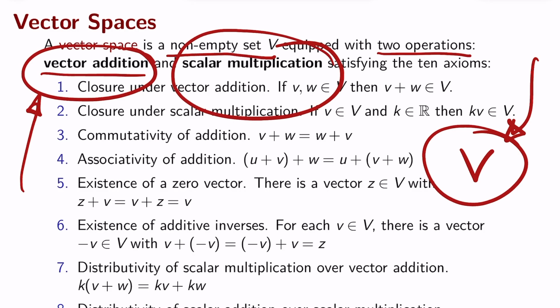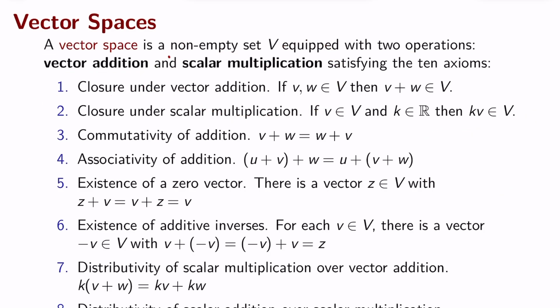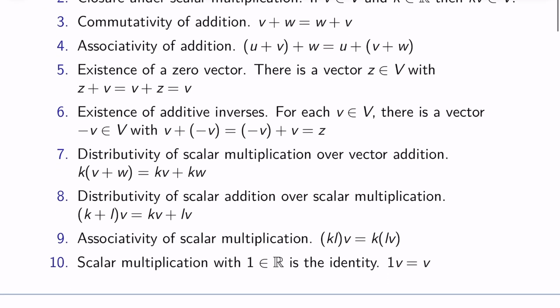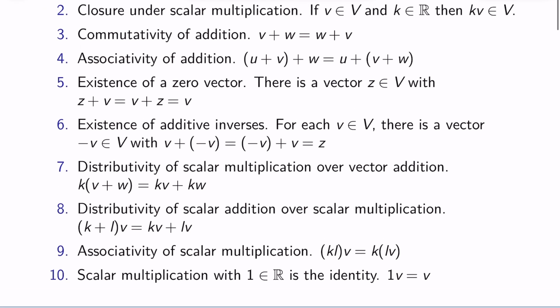In the particular example of R3 or R2, they are going to be the regular addition of vectors and the regular scalar multiplication. But in general, in all the other cases, no, because the elements are just not vectors. So we need to have a non-empty set and two operations. These operations have to satisfy these 10 axioms.